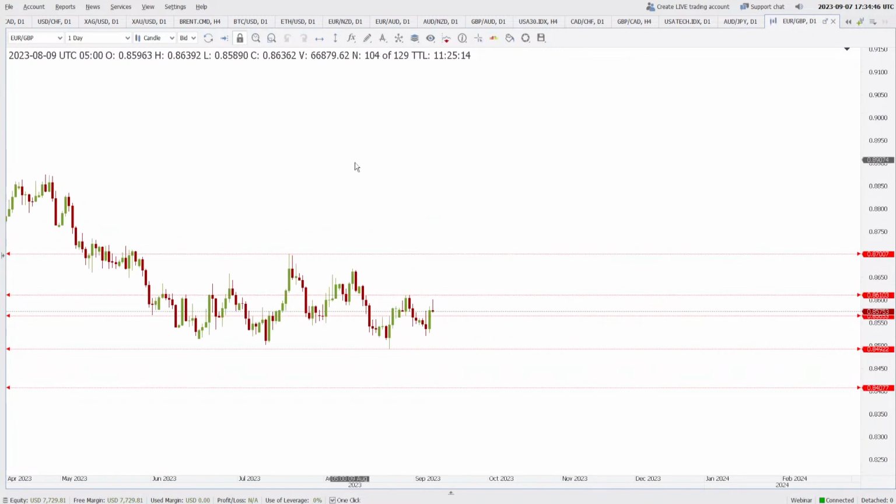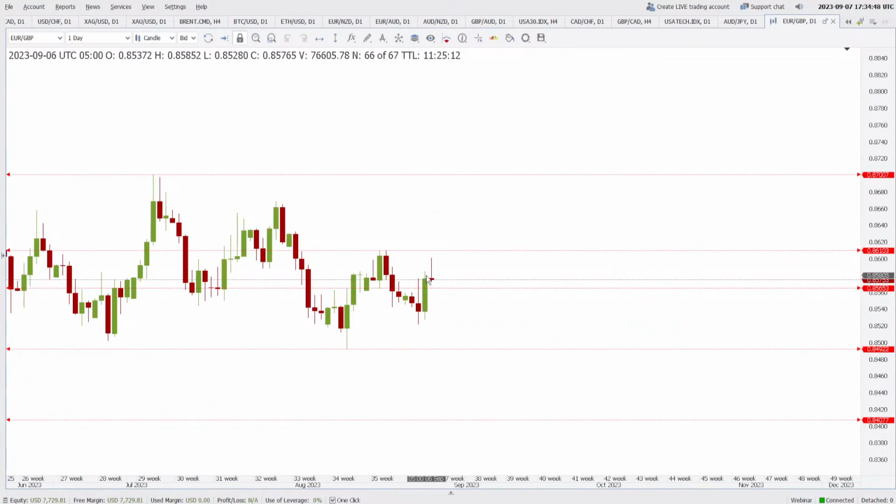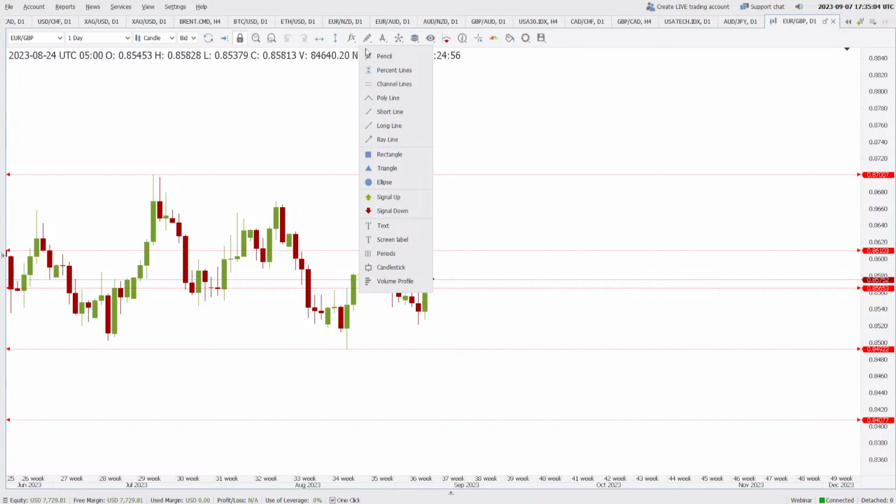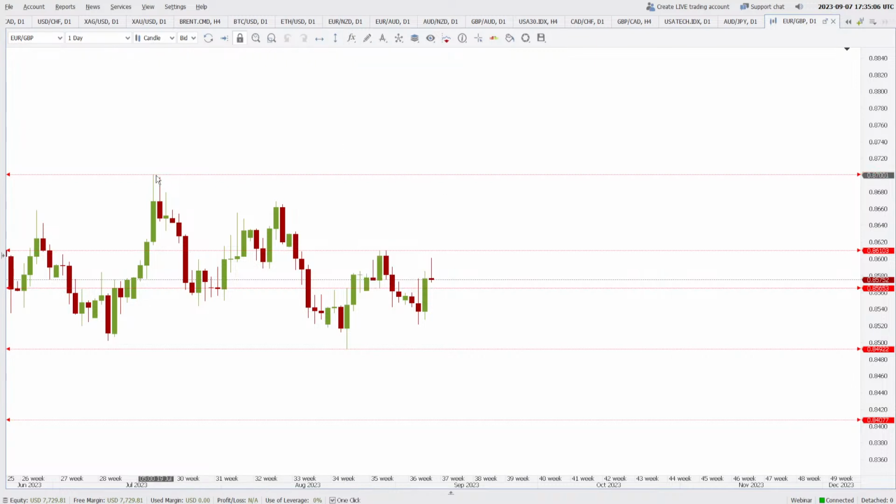Euro GBP, finally a breakout to the upside, holding, but again a bearish pin bar. So that means this pair is finding it difficult to go higher than the previous highs and lower than the previous lows. So it is called consolidation. So we have a good consolidation here.